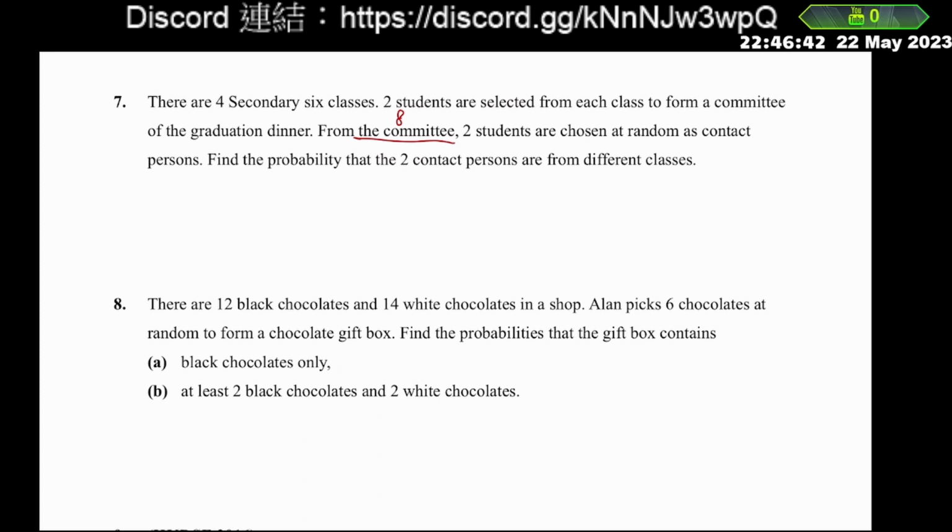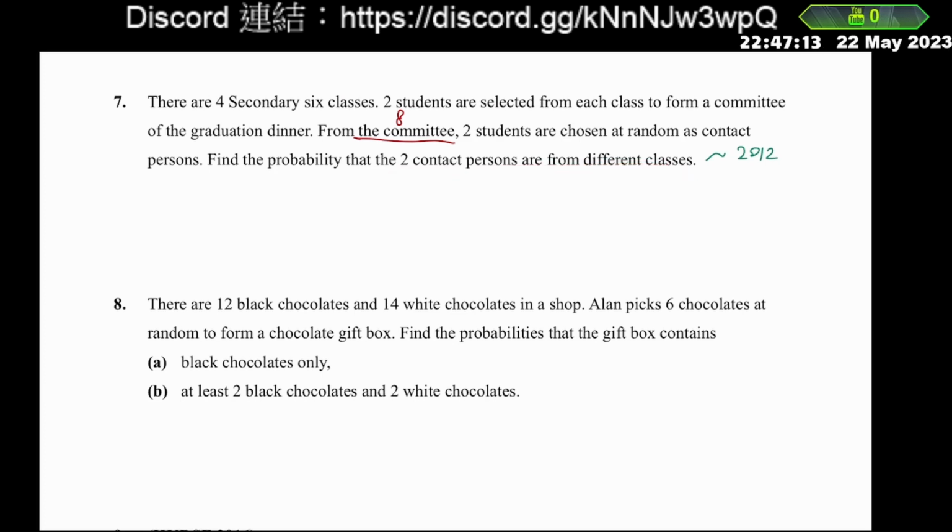And in fact, this one is quite like DSE 2012, the first year DSE, very like. And we have also done it before, if you remember. We did it in our extra set of permutation and combination notes. That was for the question with 4 departments in a company. Okay, anyway, so find the probability that the 2 contact persons are from different classes.